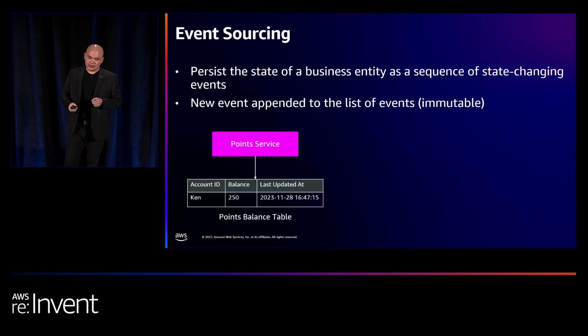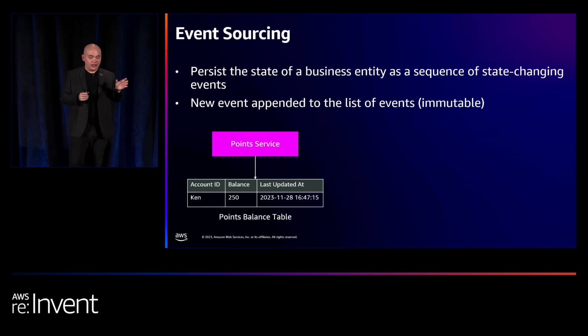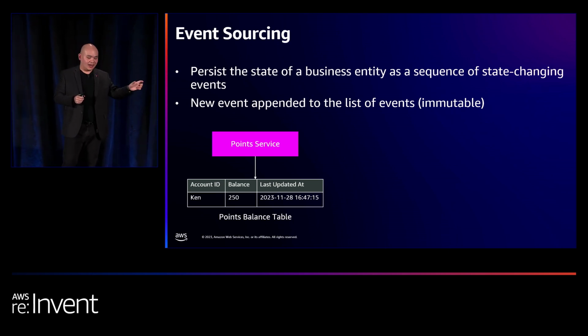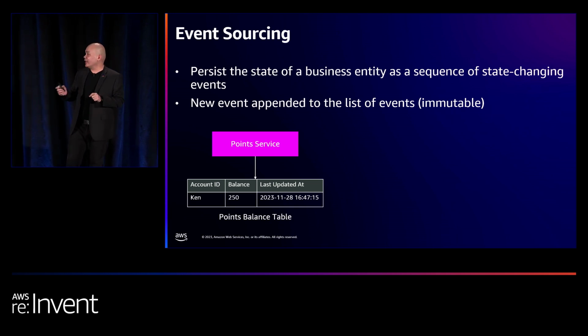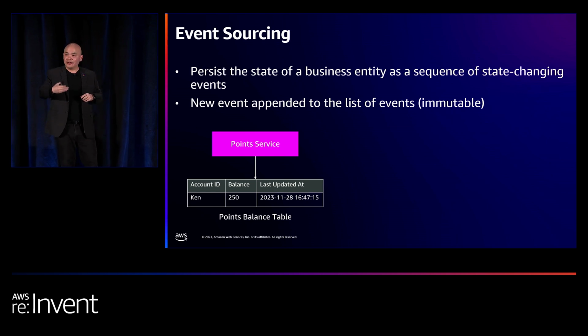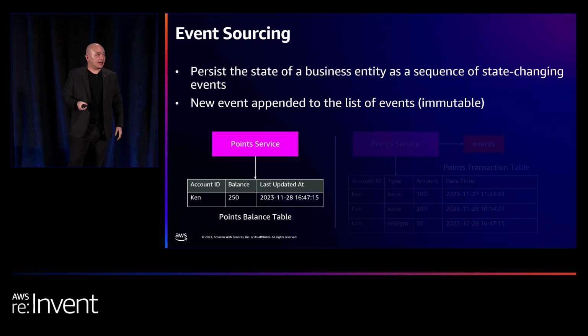So now let's have a look. If you think about the point balance, you may think of a data structure like this: for me, account Ken, I have a point balance of 250, and the latest update is the 28th of November. And when we get any new transaction, we're going to update this record, right?